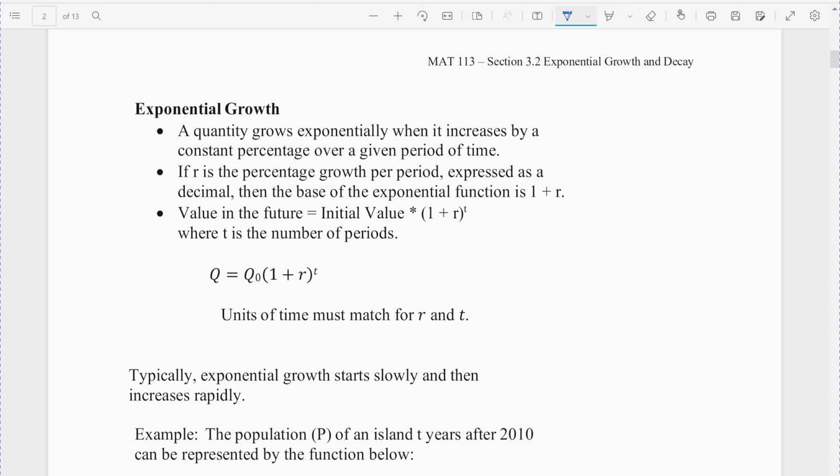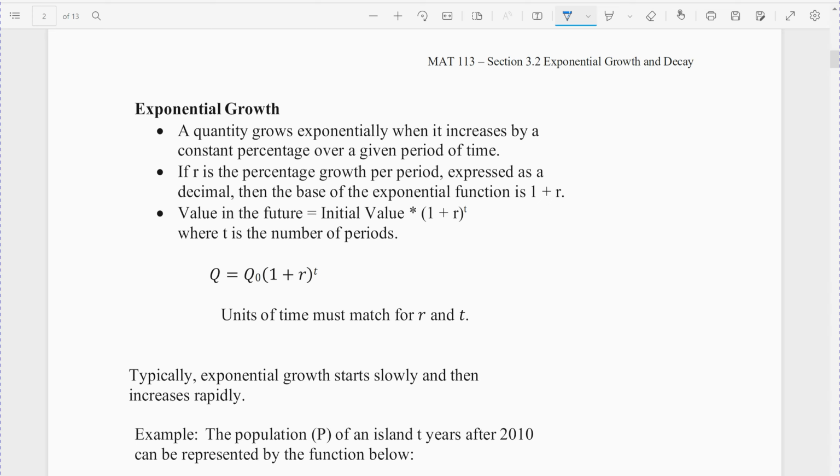That's where the plus 1 comes from. So the future value, the balance in the future, is the initial value times 1 plus our percentage, as a decimal, raised to time. Time is the number of periods, right? So 1 year, 2 years, 3 years, 4 years. Or it could be months, days, or hours.